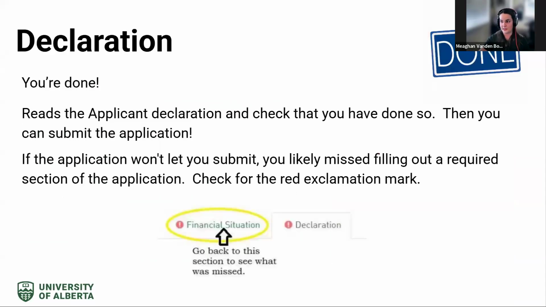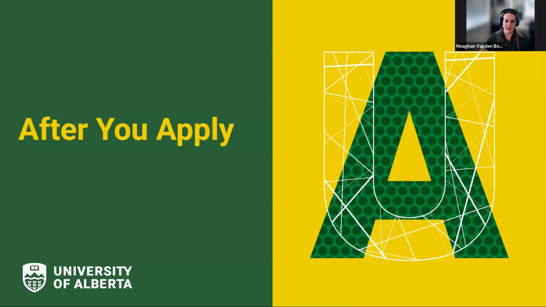And then we're going to get to the declaration page. You are almost done. You're so close. Now you can submit the application. If the submit button is grayed out, you've likely missed a required section of the application. So take a look at the tabs at the top and look out for that red exclamation mark. In this one, I'm missing something on the tab that says financial situation, and I would have to go back, update that section, and then come back and submit my application. But after that, you are done.